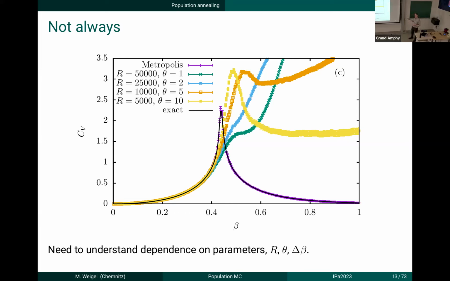It's both. It's actually all of those parameters which matter. And I'll come to that just now in some sense.